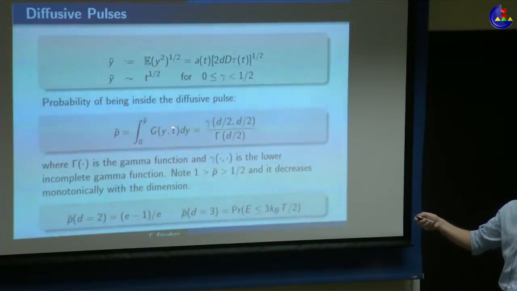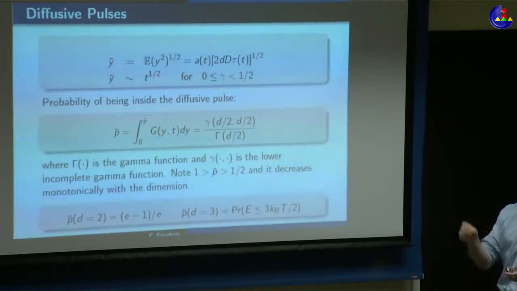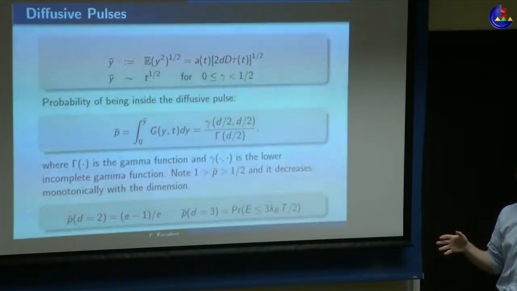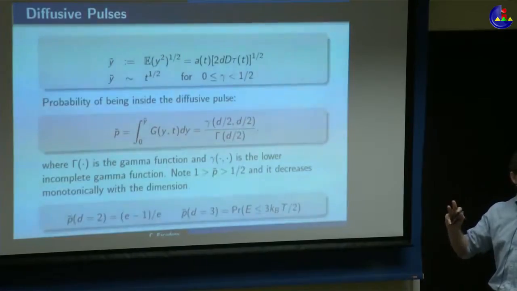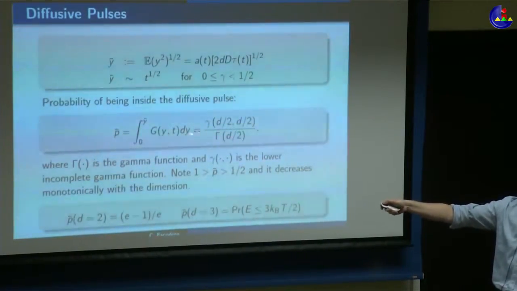Let's calculate the probability of finding your particle in a hypersphere with radius the standard deviation. In this case, we have this somewhat complicated factor here. But it is very simple, in fact, because it does not depend at all on the expansion, on the diffusion constant, or on time. It only depends on the space dimension. What does this mean? This means that I start with a bunch of particles at the origin, at time t naught, the origin of time, and I let them evolve. I will always, for all times, have this fraction of particles inside this hypersphere.